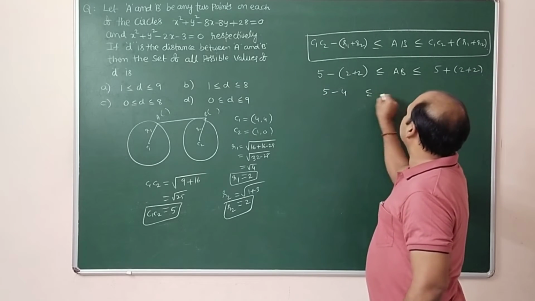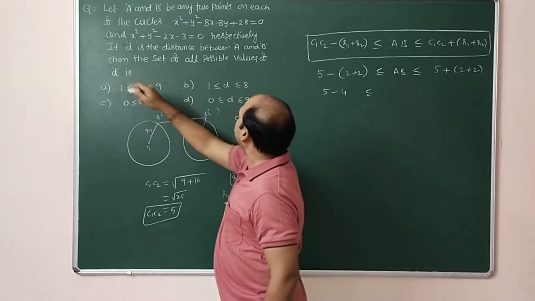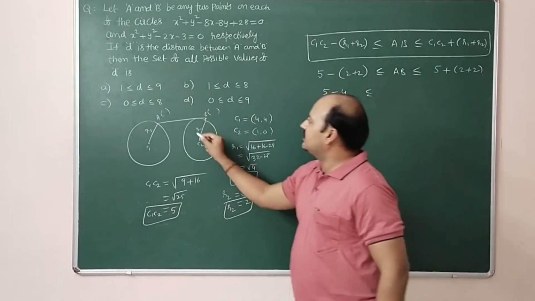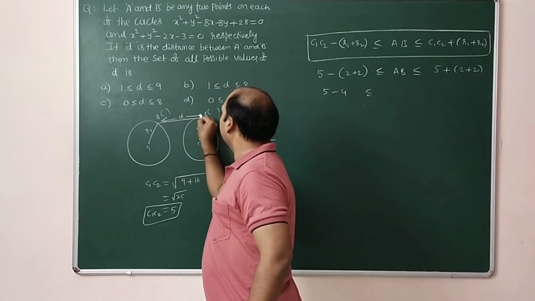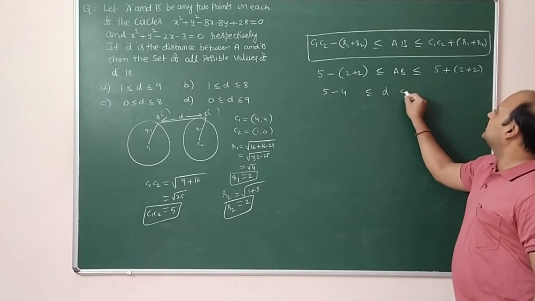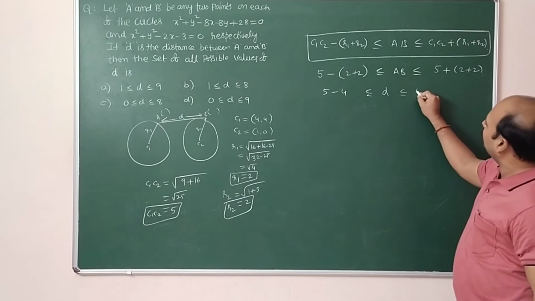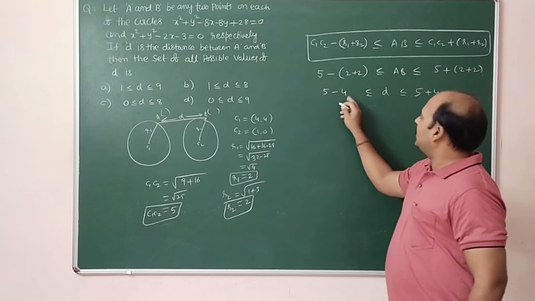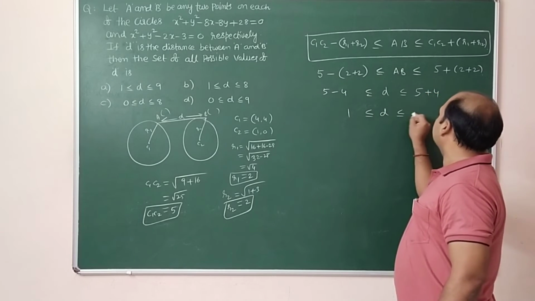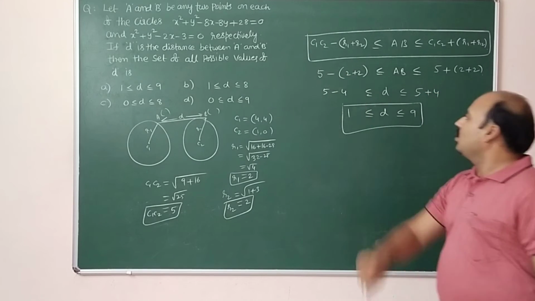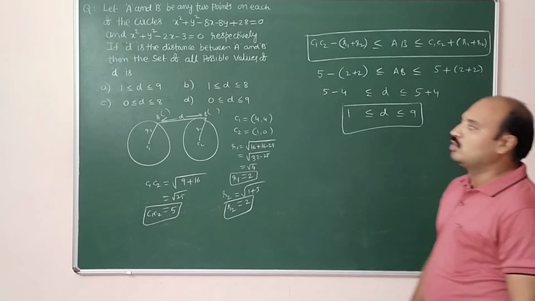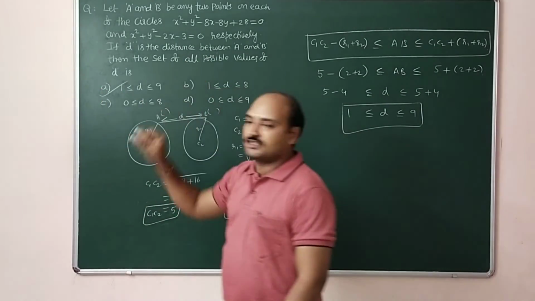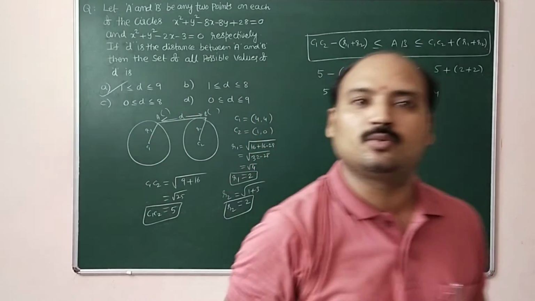5 minus 4 is less than or equal to AB, where the distance is given as D only. So given this distance is D, D is less than or equal to 5 plus 4. So 5 minus 4 is 1, which is less than or equal to D, which is less than or equal to 9. Therefore 1 is less than or equal to D is less than or equal to 9, which is there in the first option. We will move to the next question now.